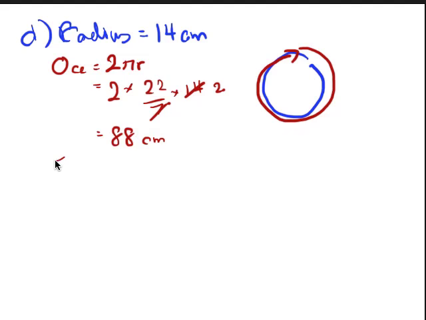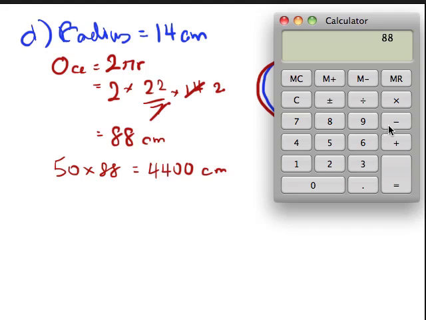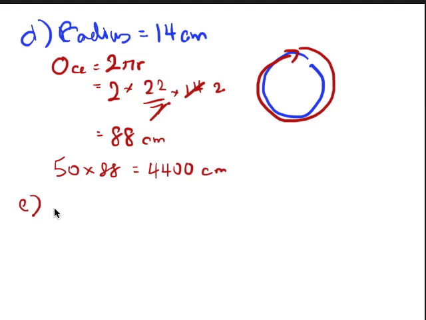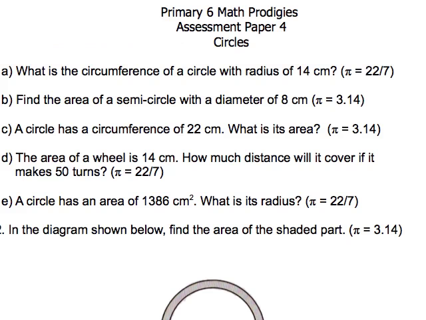If you did 50 turns, that means you just simply do 50 times 88, and you will get the answer of 4,400 cm. Am I right? Let's check. 88 times 50. Yes, I am right.